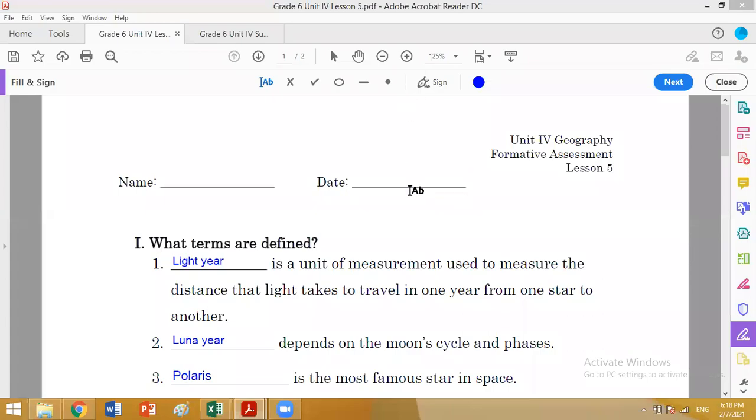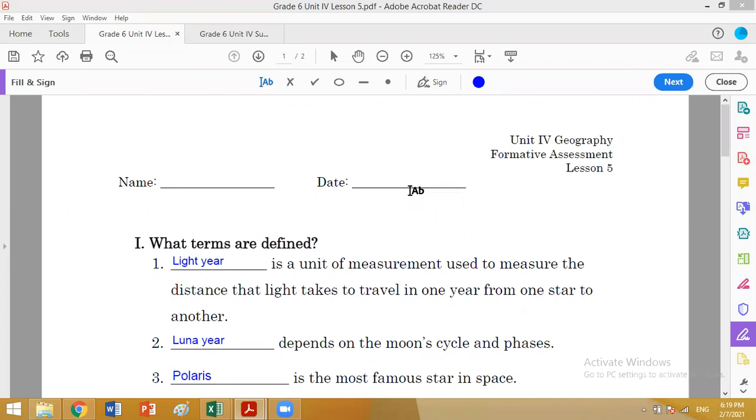Hi everyone, in today's class we discuss the formative assessment sheet for lesson 5 and the summative assessment sheet for unit 4. Question number 1. What terms are defined? Number 1. Dash is a unit of measurement used to measure the distance that light takes to travel in 1 year from one star to another. Light year.